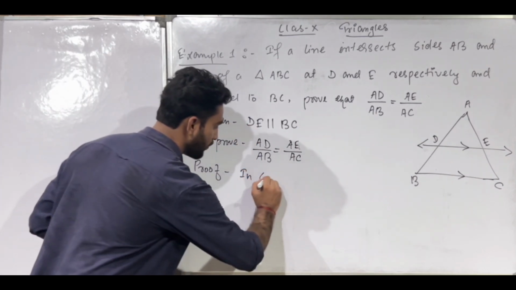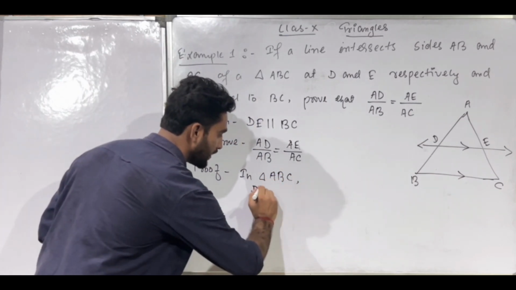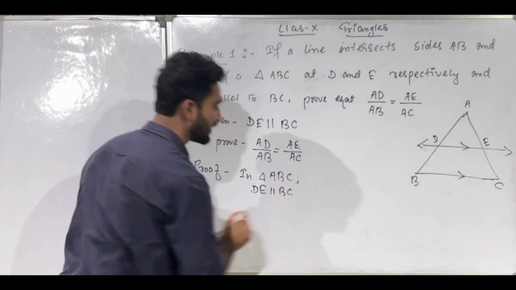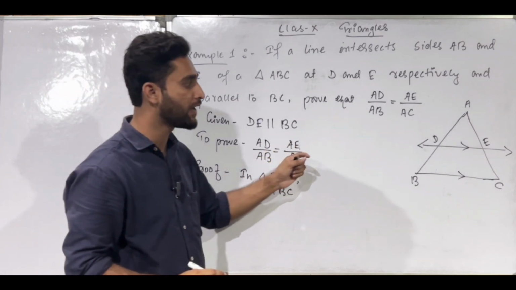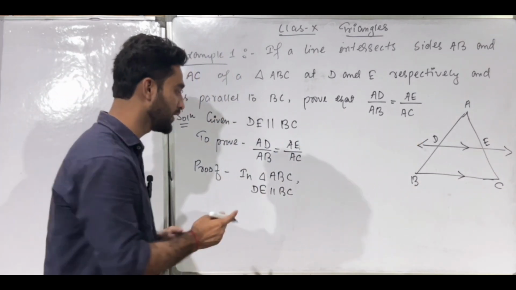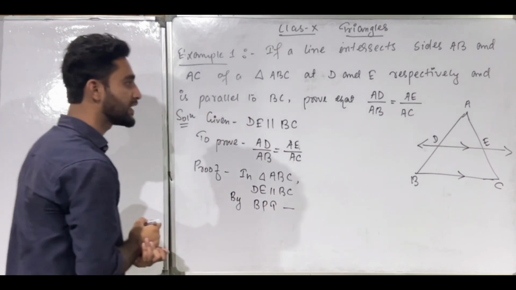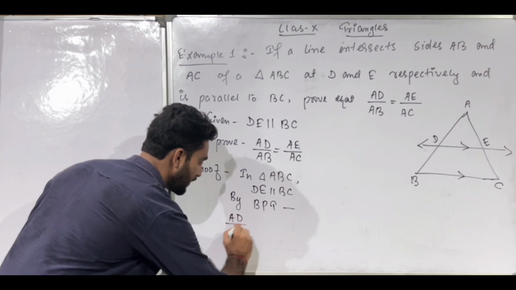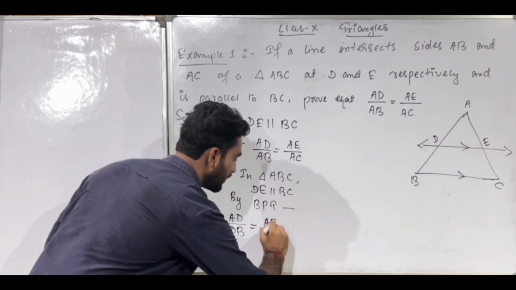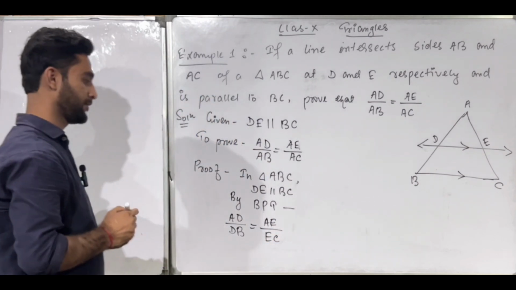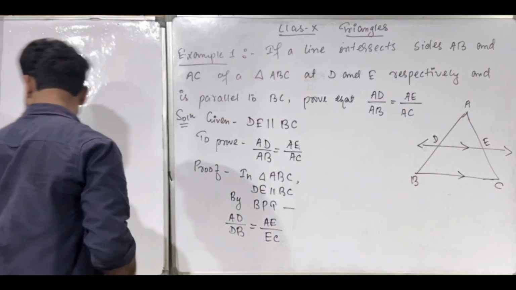Here we can see one triangle ABC, and in this triangle DE parallel to BC is given. So a triangle is given and one parallel line is given. So which theorem can we apply? We can apply the basic proportionality theorem. So by basic proportionality theorem, what can we say? AD divided by DB is equal to AE divided by EC. But we have to prove what? AD divided by AB is equal to AE divided by AC.